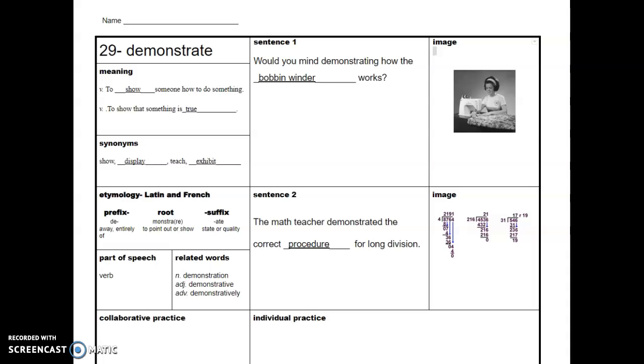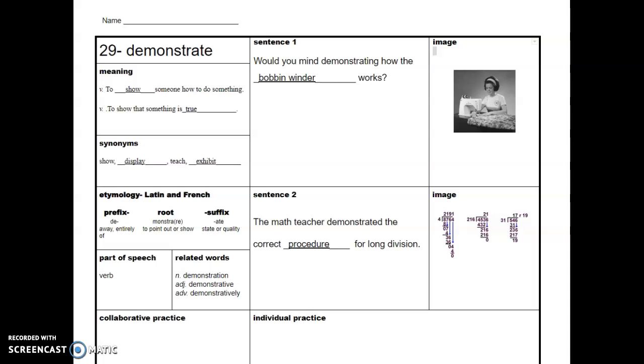Some synonyms for this word would be the words show, display, teach, exhibit. It comes from our Latin and French parts. De means away or entirely. The root monstrare means to point out or show. And the suffix ate is the state or quality of. So to demonstrate is that state or quality of showing or pointing out something entirely.